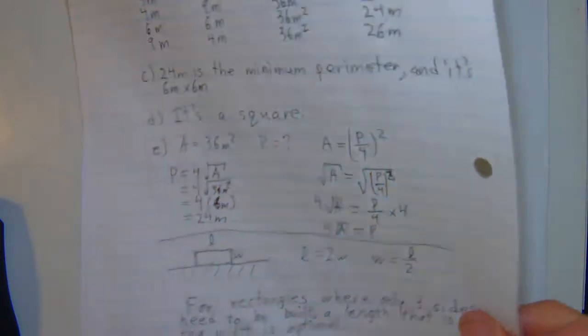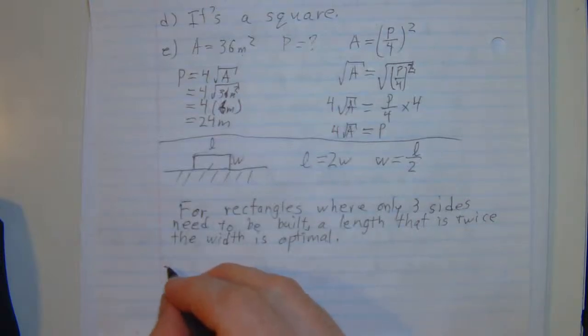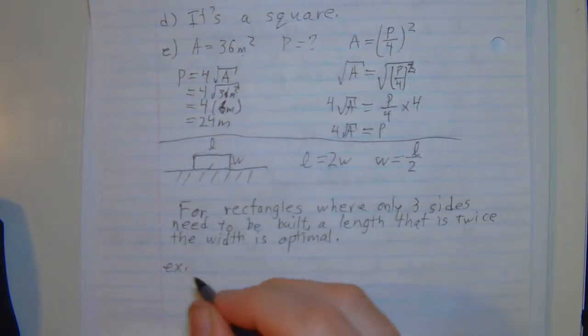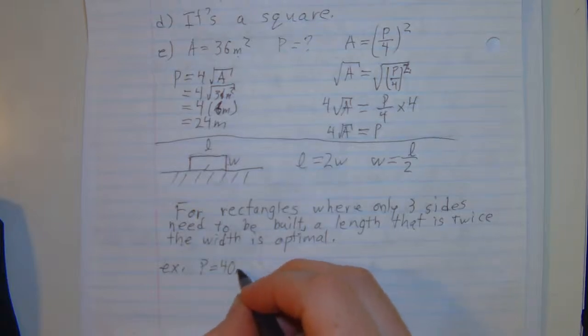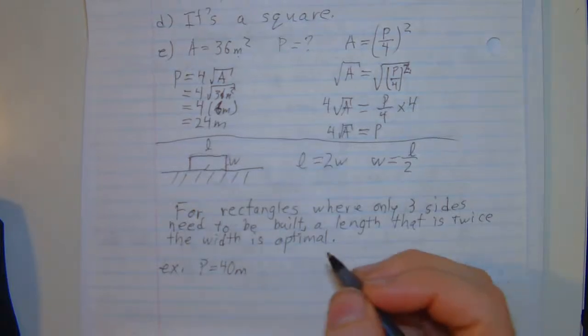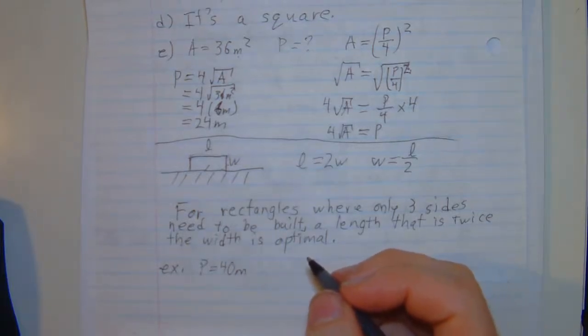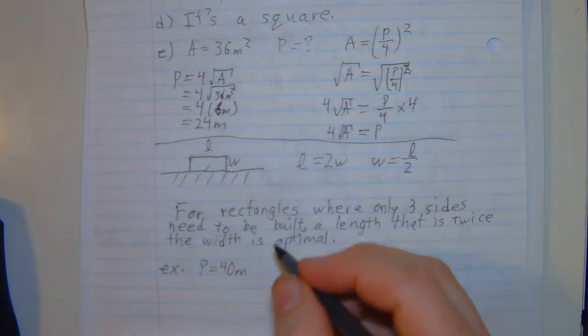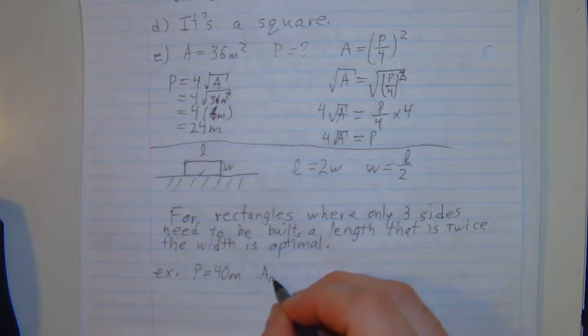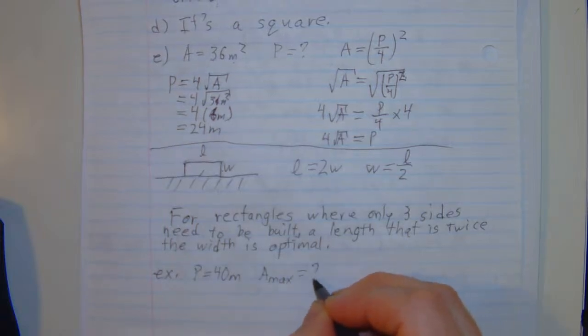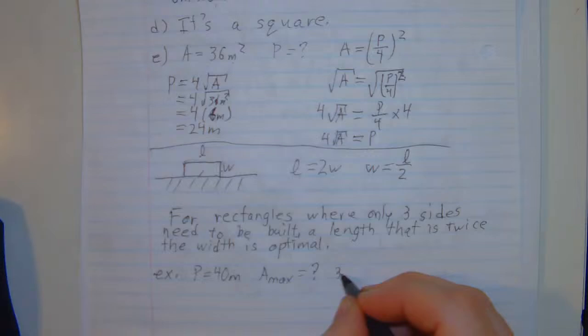So let's do one quick example with that. As an example, let's say we have a perimeter of 40 meters and we want to build the largest fence that we can with those 40 meters. But we're only building on 3 sides. So we want to find max area, 3 sides only.